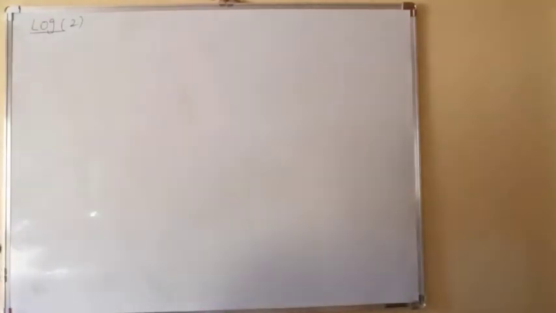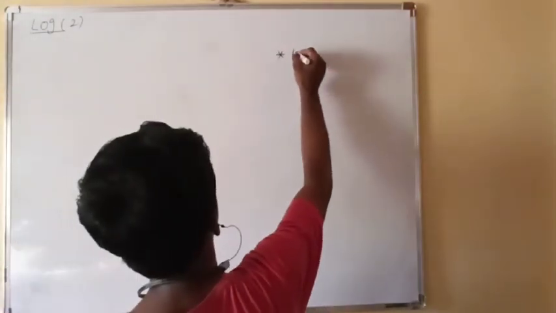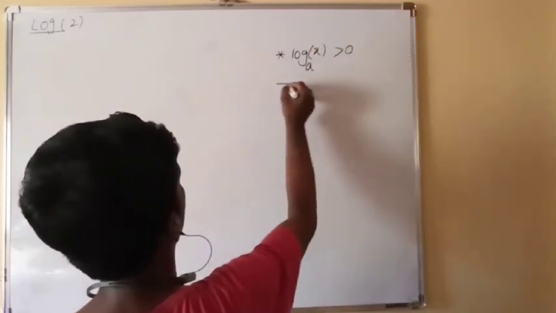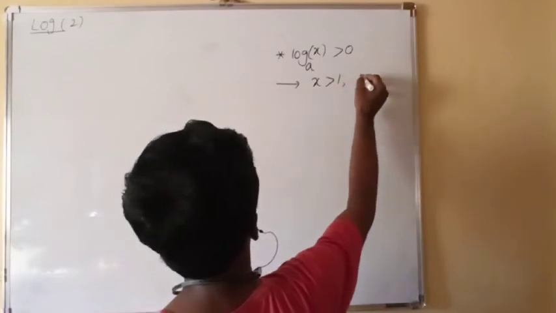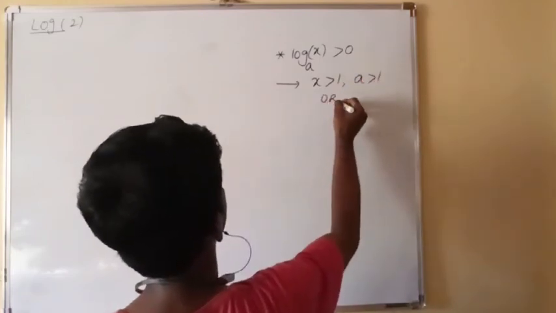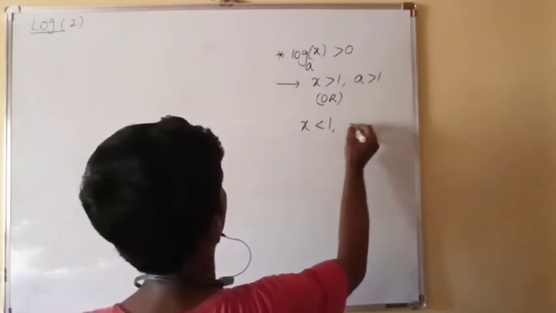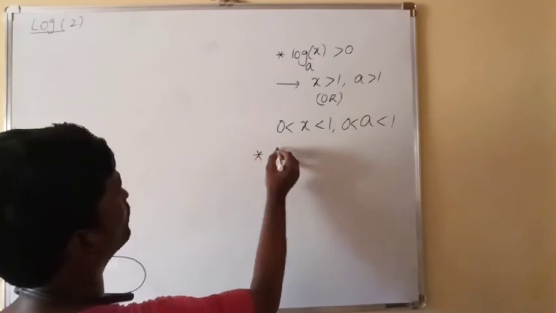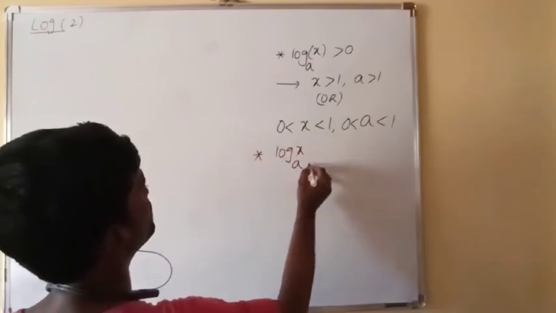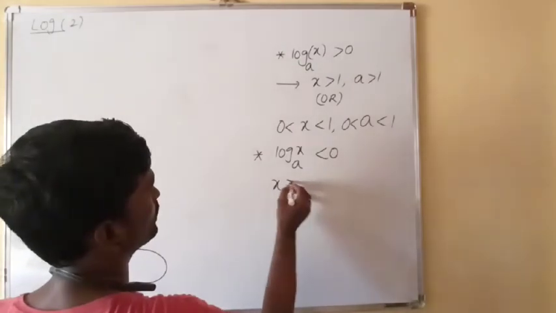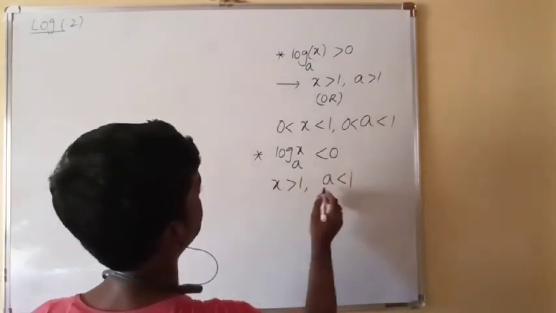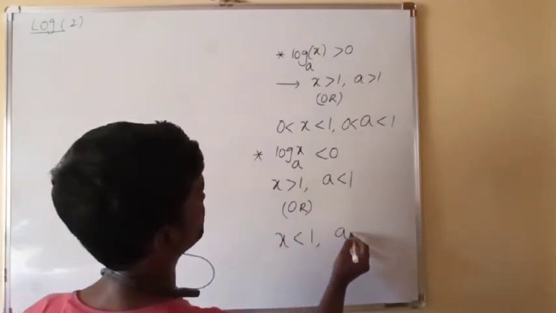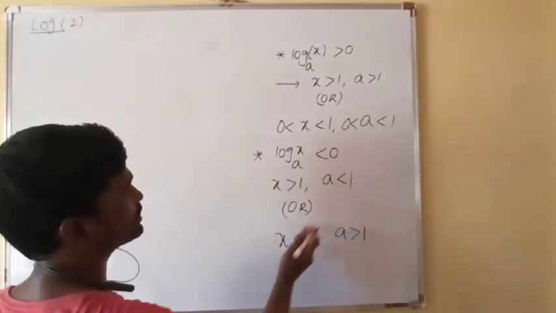So that means to solve these kinds of problems, you have to remember this formula. Log x to the base a is positive only when x greater than 1 and a greater than 1, or x less than 1 and a is also less than 1. Those are positive. And log x to the base a is negative when x greater than 1 and a is less than 1, or x is less than 1 and a is greater than 1. In these two cases, it is negative.